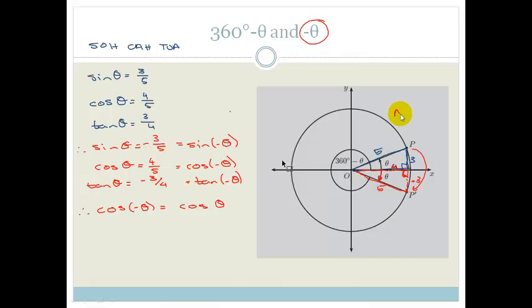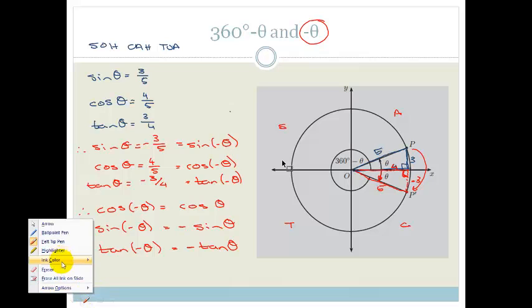Which we should have expected, because remember, all stations to Cape Town. What is positive in this quadrant? The cos, right? Now let's talk about sine of negative theta. If we look at this, this is minus 3 over 5 for sine of negative theta, which is the same as 3 over 5 but with a minus sign, so therefore it's negative sine theta. Similarly, tan of minus theta is the same ratio. This is 3 over 4, but this is minus 3 over 4, so it's minus tan theta.